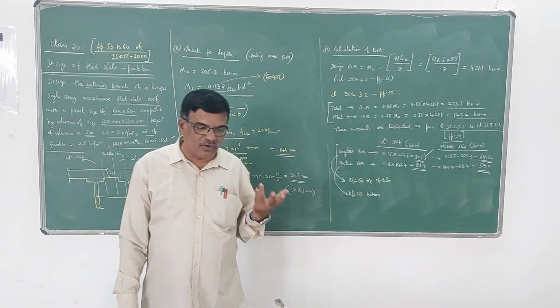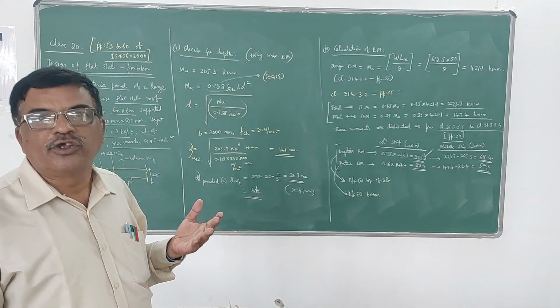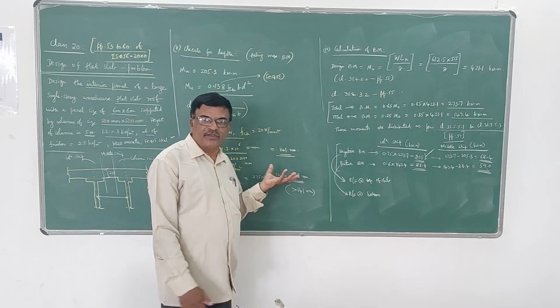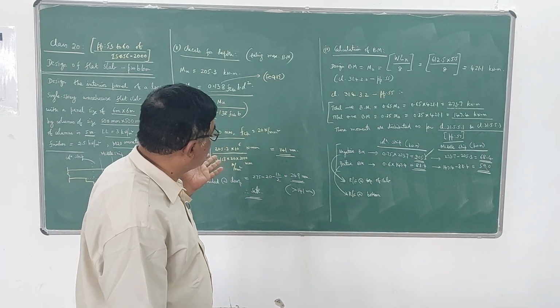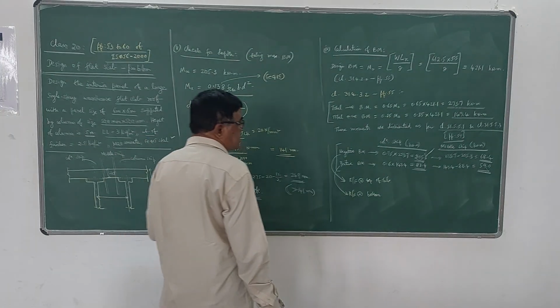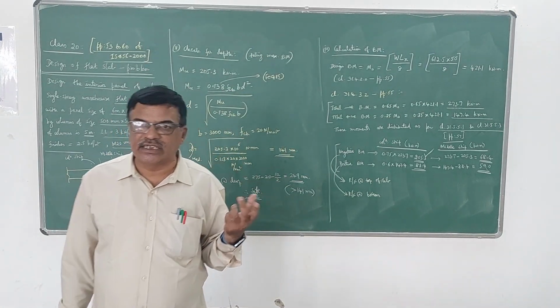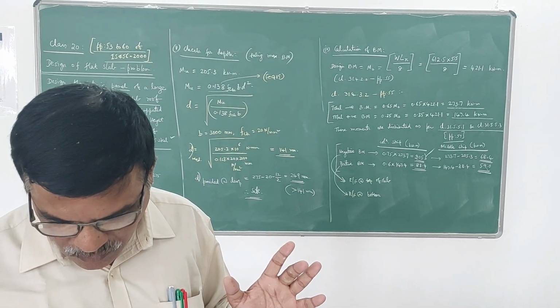That is why design has two steps, preliminary design and final design. In preliminary design, we assume the dimensions based on some criteria, here the L by D criteria. Then in final design, after getting all the moments, we check whether the depth assumed in the beginning is sufficient to take care of that bending moment. So now in this case, it is okay.